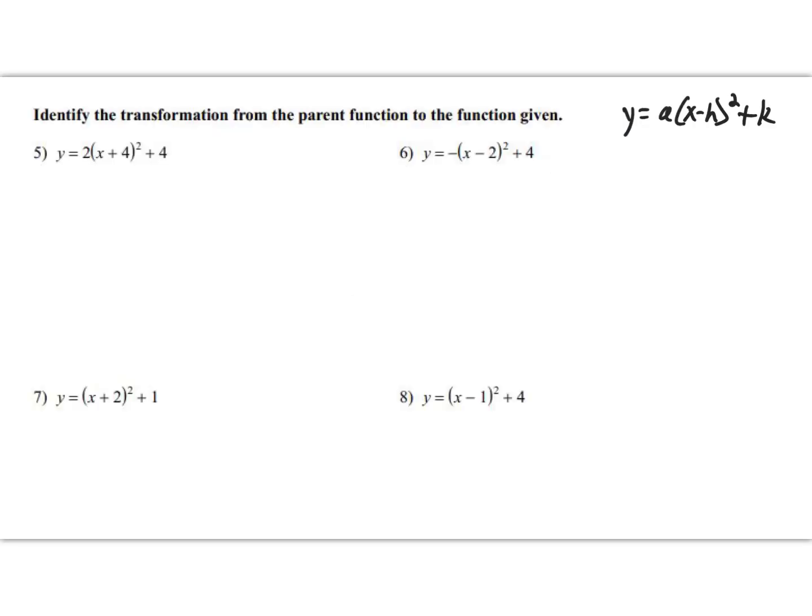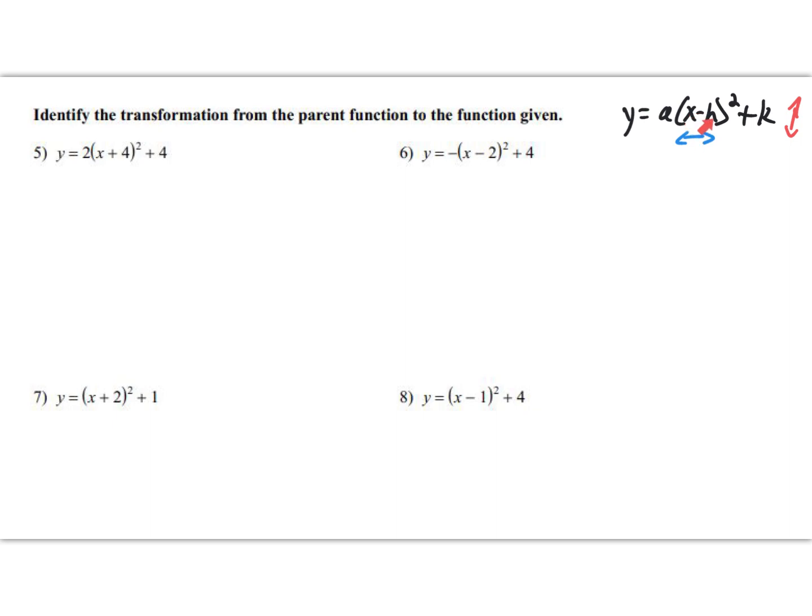All right, in this section of the test review, which is very similar to the test, you're going to be asked to identify the transformation from the parent function to the given function. So all of these functions are in vertex form. Remember, the parent function vertex is at (0, 0). But whatever happens inside the parentheses shifts it right or left, okay? So definitely remember that the parentheses shifts it right or left, and that the k value shifts it up or down.